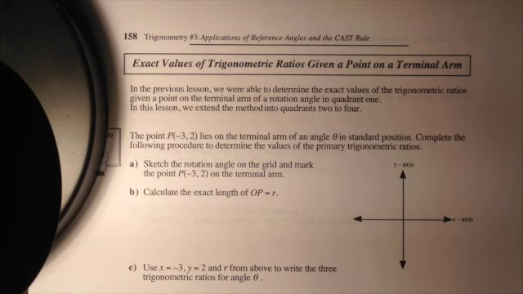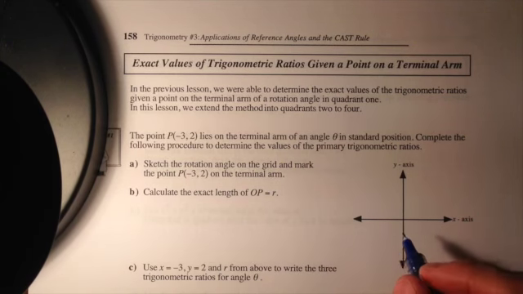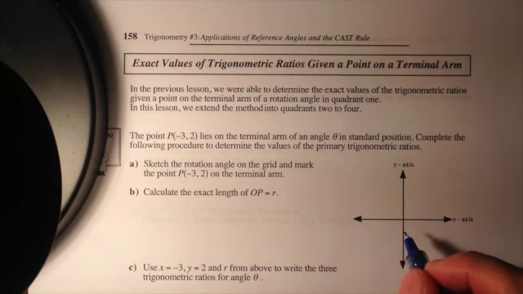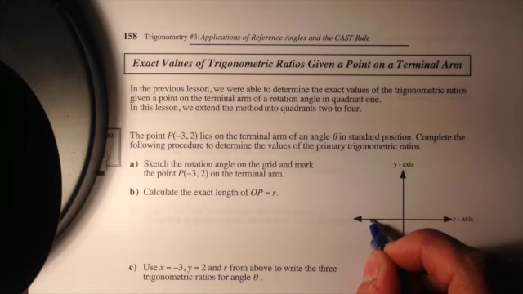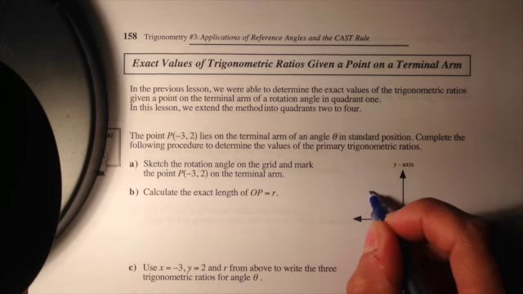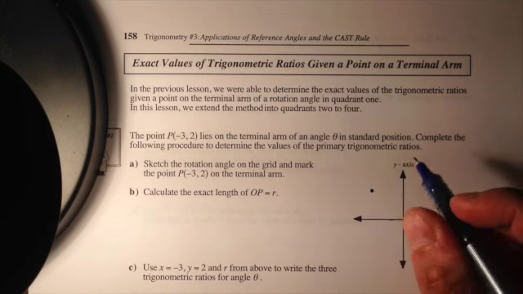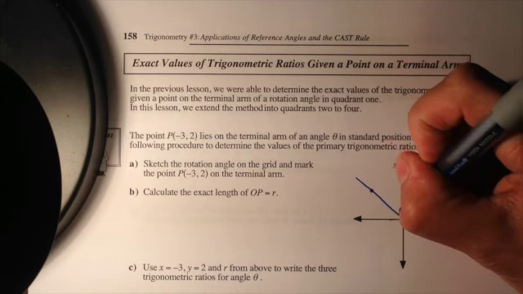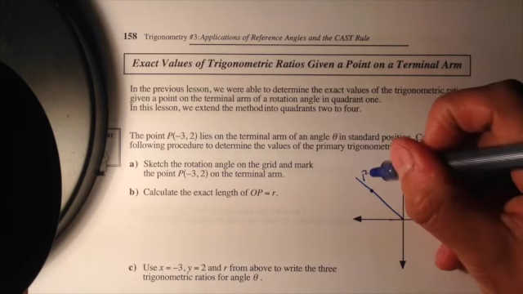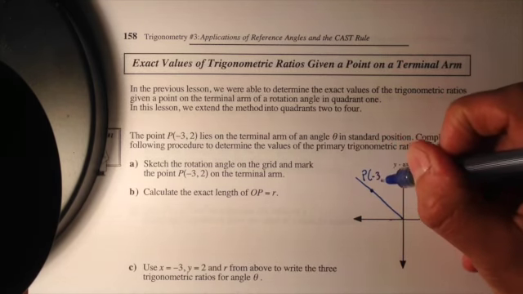For question A, we're going to sketch the rotation angle on the grid and mark the point P(-3, 2) on the terminal arm. If I have a point at (-3, 2), I know that I'm going to move negative 3 in this direction, and then 2 in the positive direction on my y-axis. And this is going to represent point P at (-3, 2).